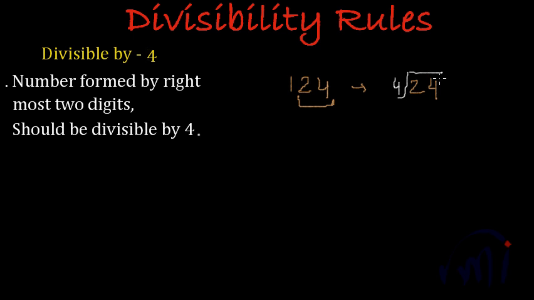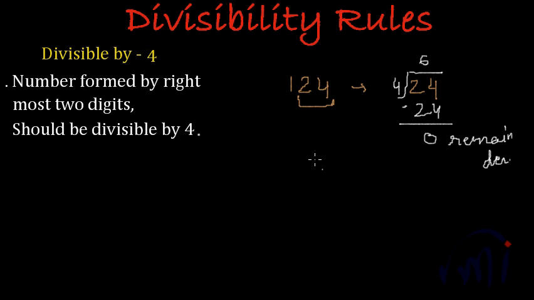So 4 sixes are 24, right? And if a number is divisible by 4, that means if we divide that number by 4, we should get remainder as 0. So 24 minus 24, we are getting 0 as a remainder, right? And they are saying that if this 24 is divisible by 4, the whole number, whole 124 will also be divisible by 4. So let's check the validity of this rule.